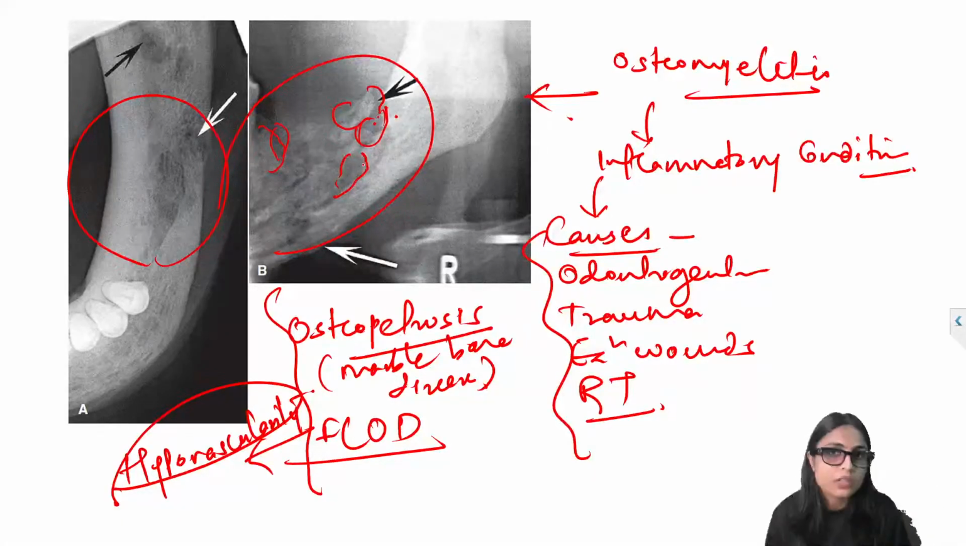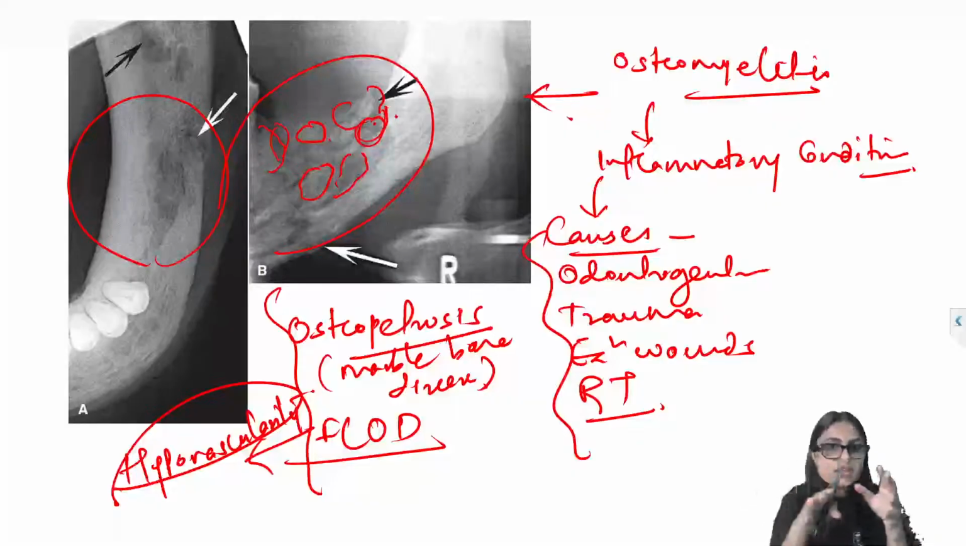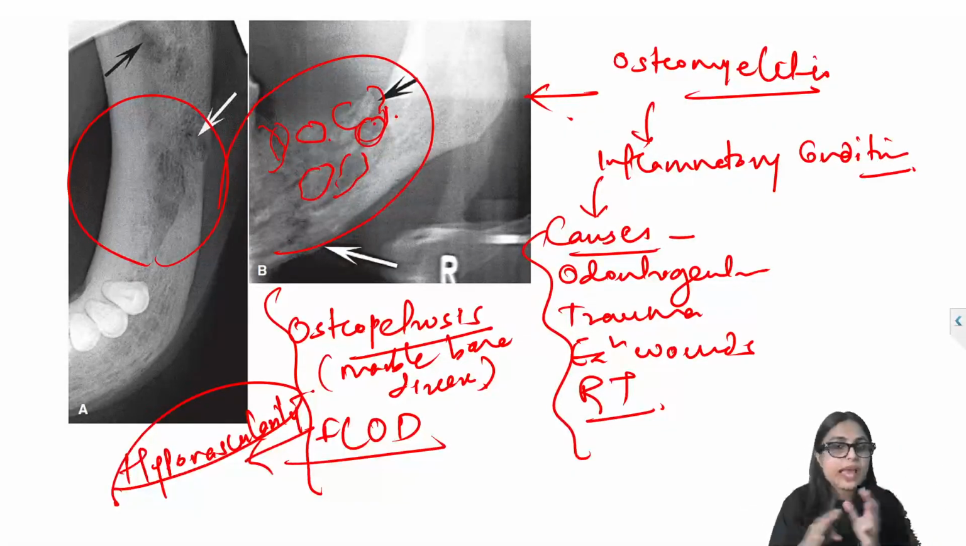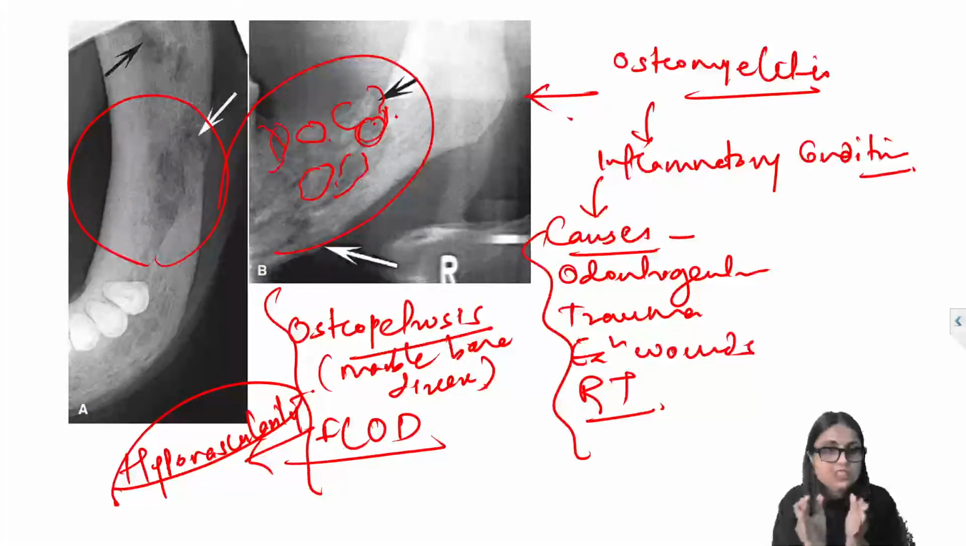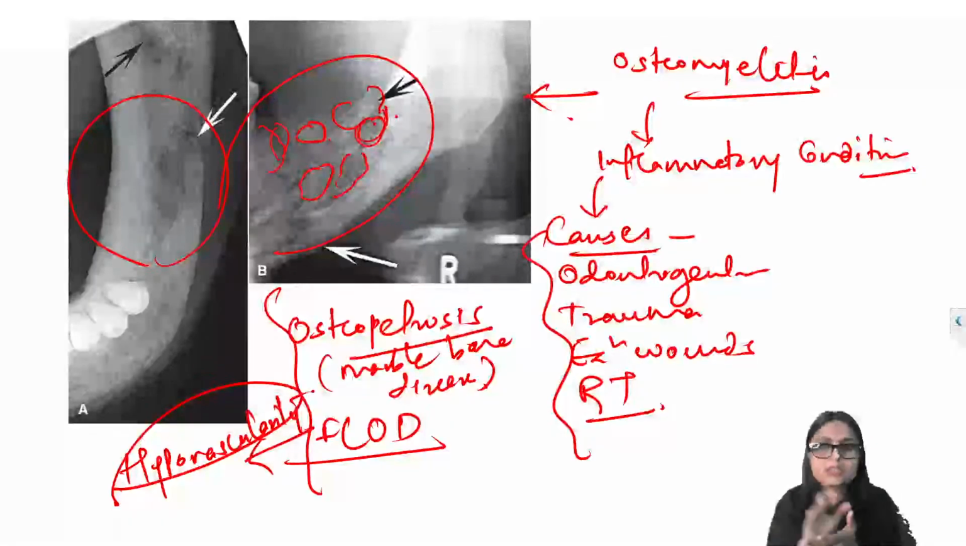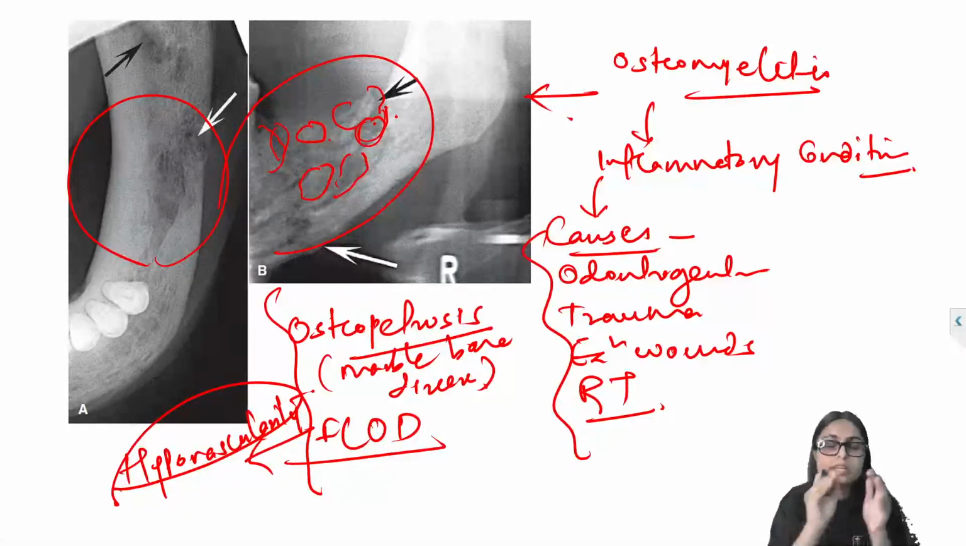Sequestration is what? Dead bone. Okay, dead bone. So multiple foci of rarefaction is decrease in density, and sclerosis is increase in density. Okay, and this appearance is irregular and ill defined. And this is called moth eaten appearance. Okay, so I hope this is clear. The radiographic appearance you see in osteomyelitis, the causes, how it actually looks. I hope everything is clear.